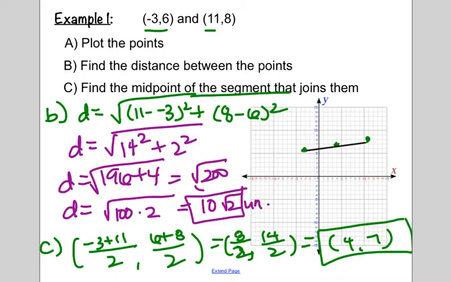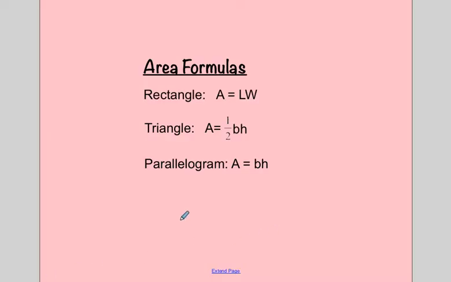Then we're going to go ahead and move on to area formulas. Okay, so we're going to find the area of rectangles, triangles, and parallelograms. So remember a rectangle, some properties to know if it is a rectangle.